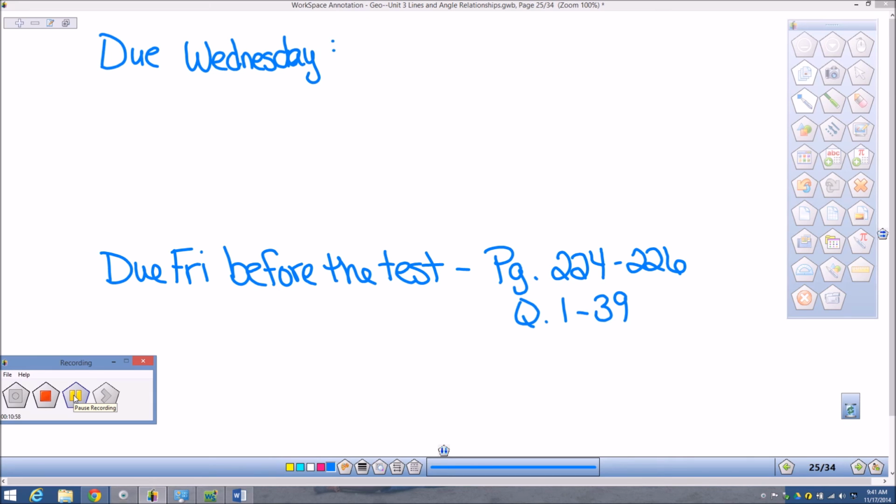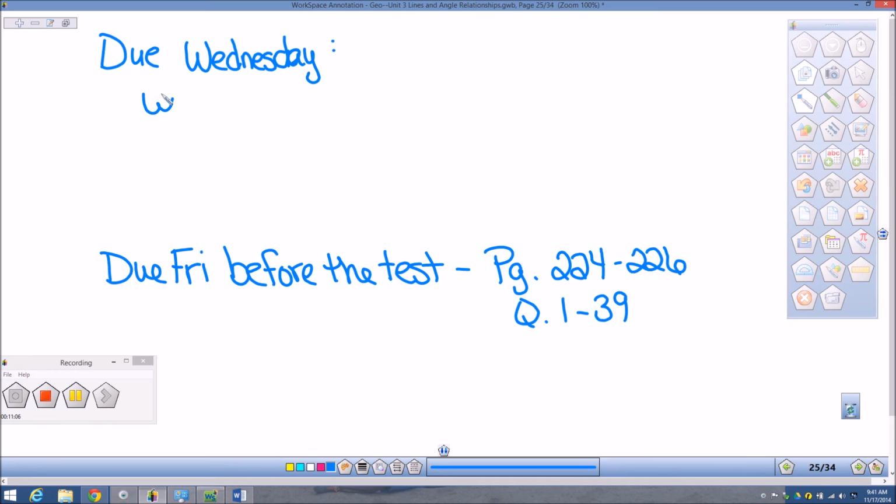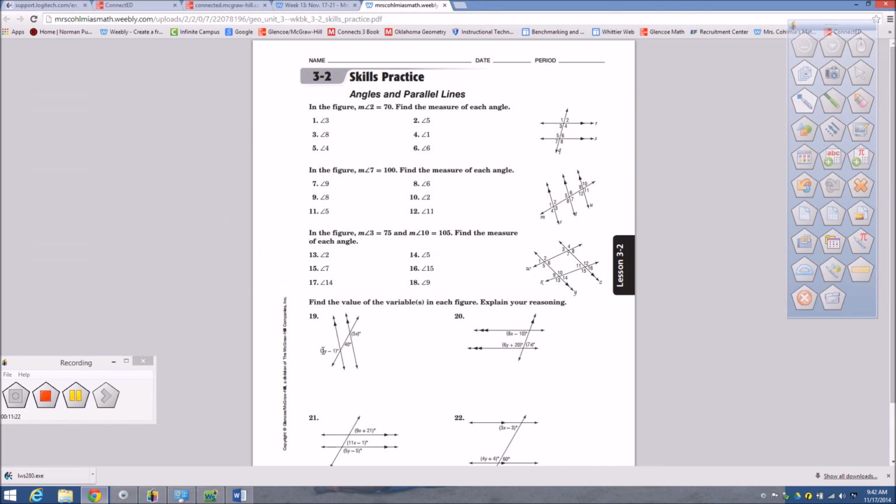Okay, so your homework assignment that's going to be due on Wednesday, you are going to be doing workbook 2-3, skills practice, which you guys will have to go get the red books out of the cabinet. You guys know where they are. And that's going to look like this. You're only doing the skills practice side. There's 22 questions. Most of them should be fairly easy. Shouldn't take you too awful long.